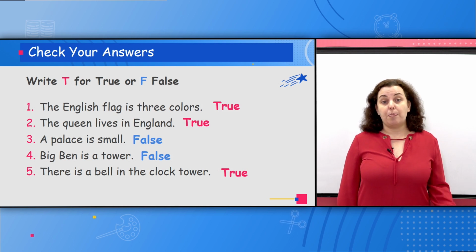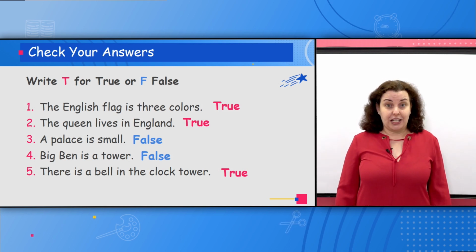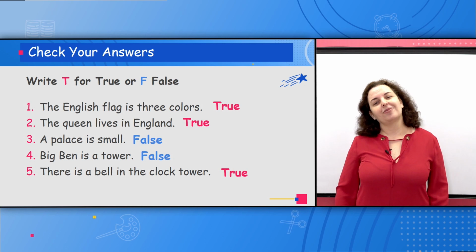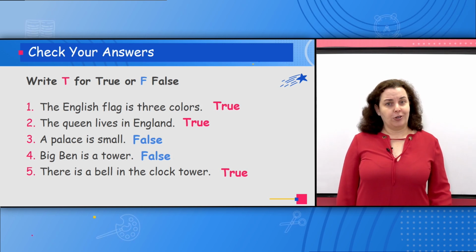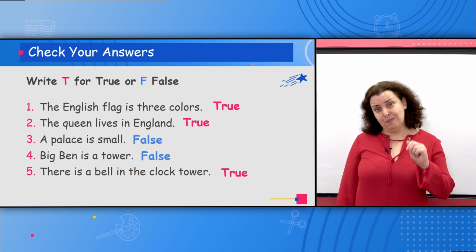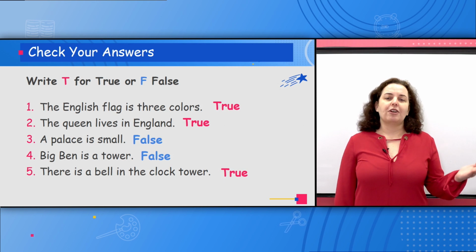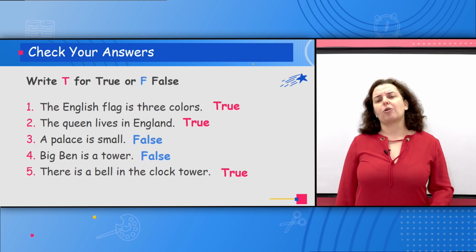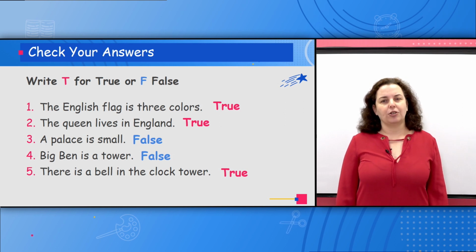Number 3, a palace is small. No. A palace is very, very big. Buckingham Palace is huge. 4, Big Ben is a tower. No, no, no. Do you remember? Big Ben is the clock. There is a bell in the clock tower. Yes, this is true. Let's continue.